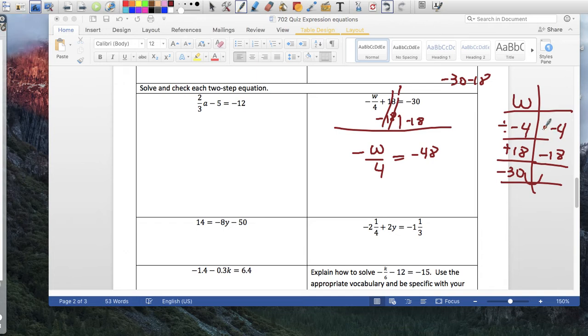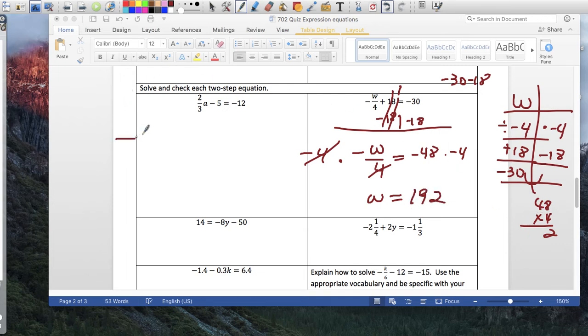And then I'm told to multiply. Here I am, multiply by -4 on this side, and multiply by -4 on that side. Simplifies. Negative times a negative is a positive. I get w. -48 times -4 is positive again, and 48 times 4 goes 3, 192. Let's see if that works out.